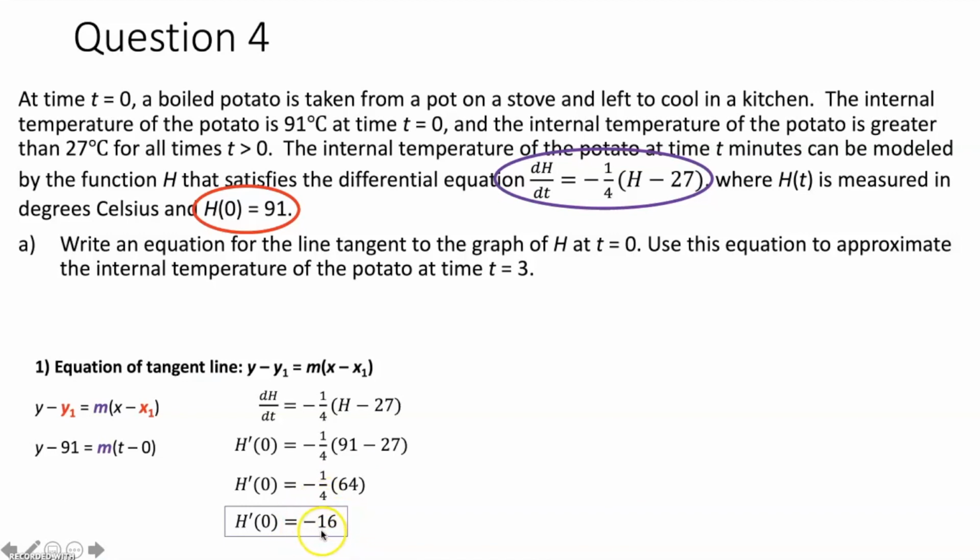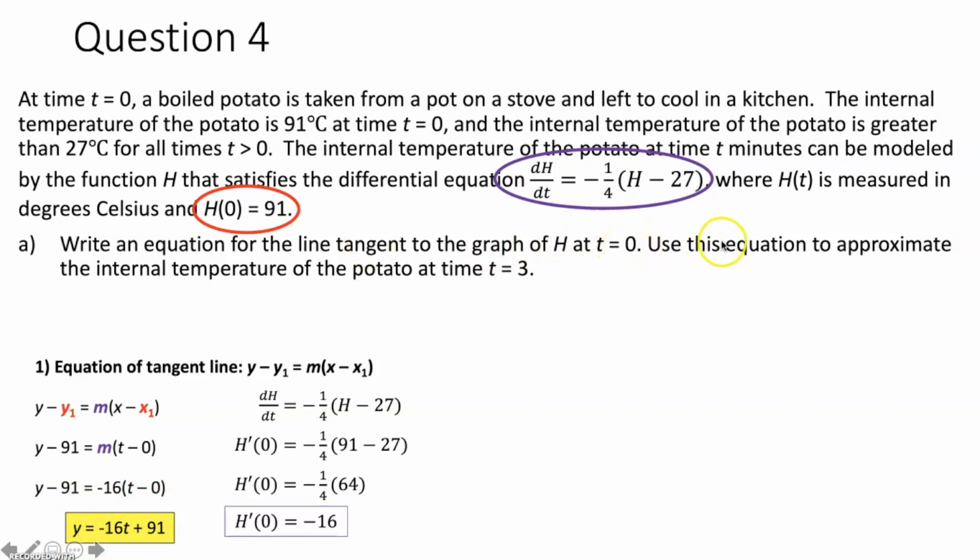So I can now take that negative 16, plug it in for m over here, our slope, and now we have the point-slope form of the equation of the line tangent to h at time t equals 0. But on the AP test, they usually like you to solve for y, so you can either just add this 91 to the other side and call it a day, or you could distribute the negative 16 and then add the 91, and you end up getting the slope-intercept form of the equation of the tangent line to your graph of h at time t equals 0.